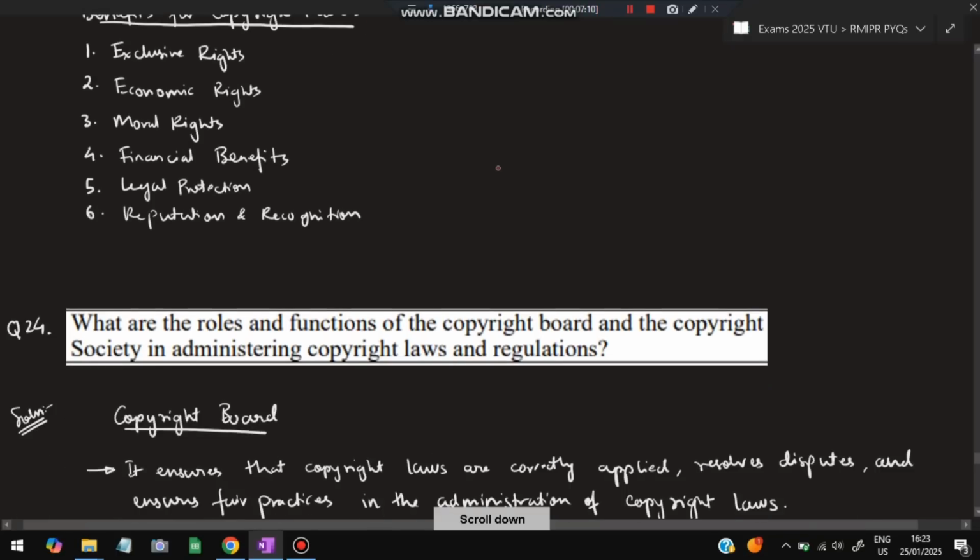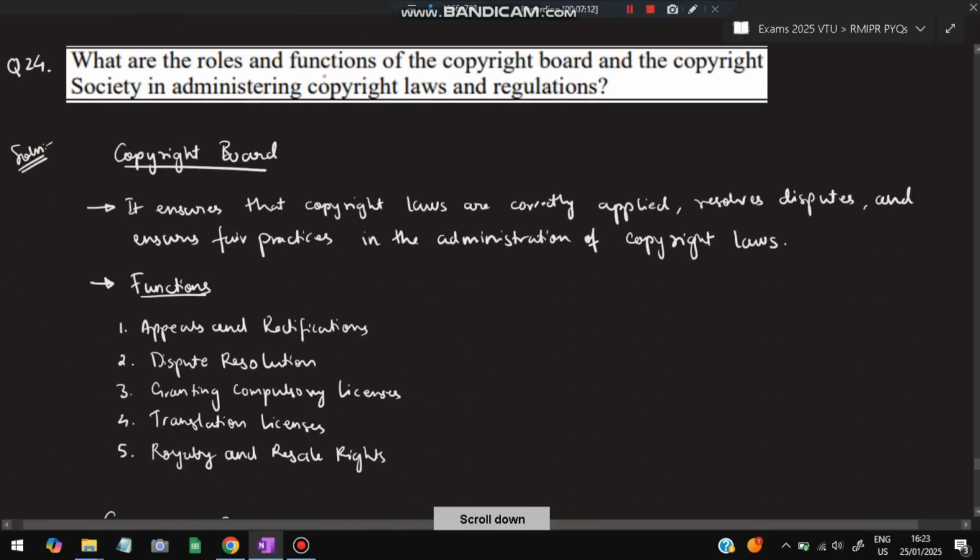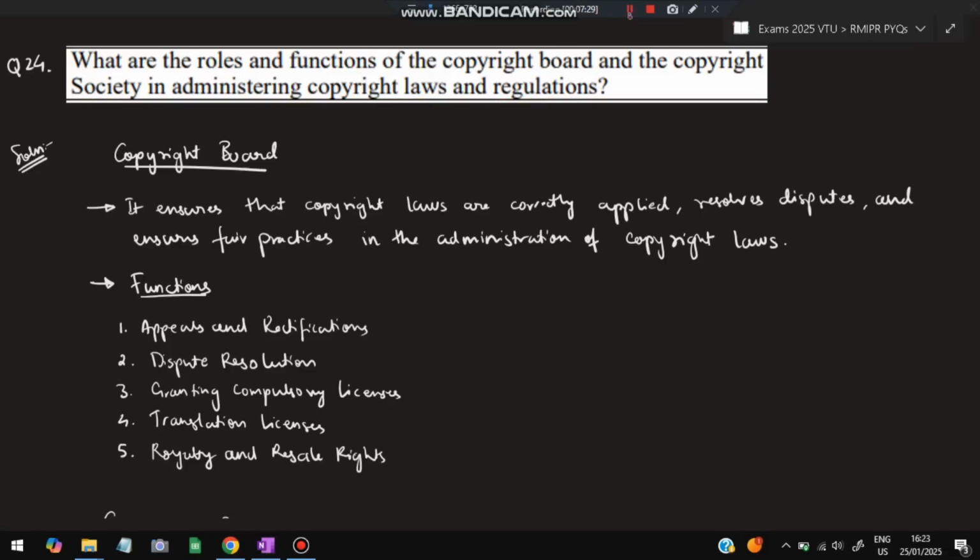Okay, the next super important question is, what are the roles and functions of the copyright board and copyright society? Okay, two things are there. First is copyright board, second is copyright society in administrating the copyright laws and regulations. So first we'll discuss what is the copyright board, the rules and regulations and the functions.